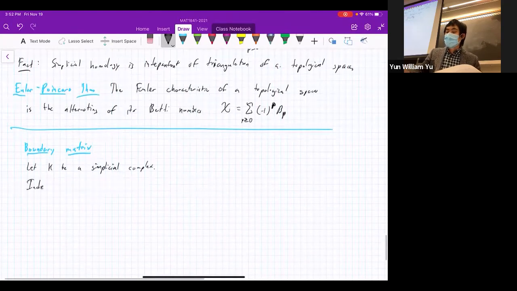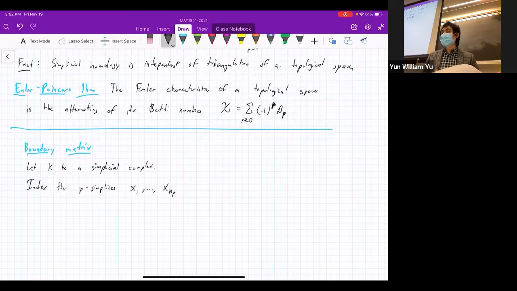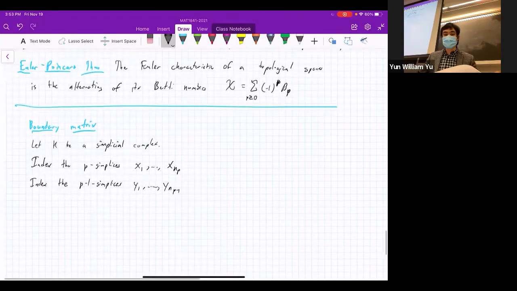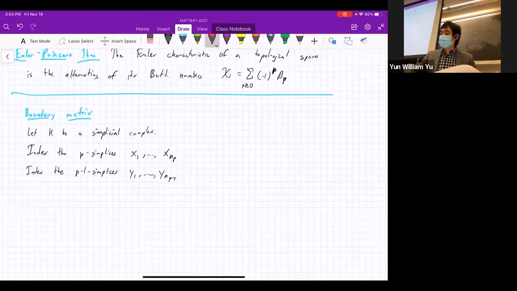And of course, in order to go from a linear map into a matrix, you need to have some basis of both your starting and ending space. So we're going to index the p-simplices x_1 through x_{n_p}, and this is going to be the basis for C_p. And we're going to index the (p-1)-simplices y_1 through y_{n_{p-1}}, where n_{p-1} is just the number of (p-1)-simplices. And so note that these are bases for C_p and C_{p-1} respectively.